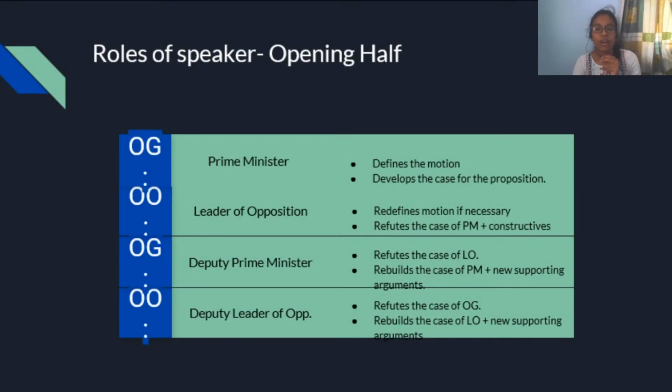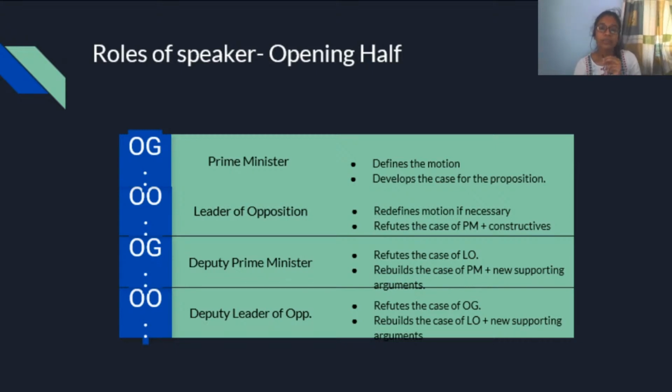Yeah. So first we have the Prime Minister coming from the OG. The Prime Minister has a very important role as the Prime Minister should break down and define the motion for the entire room. And if the interpretation of the motion given by the PM is either incorrect or invalid or not up to the mark, then the entire debate will be poor or below average. So the stronger the interpretation, the better the debate room will be. So that plays a very important role.